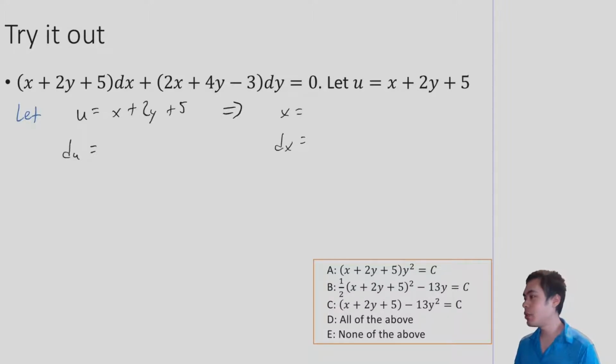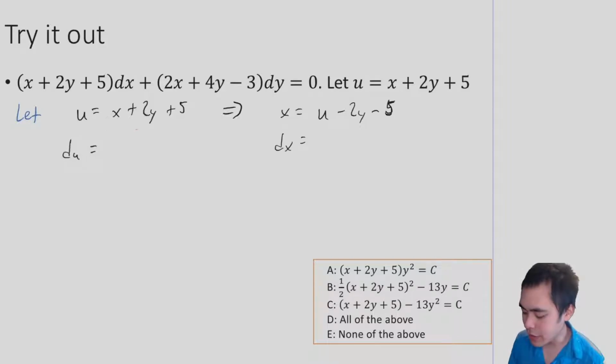So what is x equal to? 2y plus 5 plus u? Not quite. You have to be a little careful because you're subtracting from both sides 2y minus 5, right? So x is equal to u minus 2y minus 5. You have to subtract this entire thing on both sides.